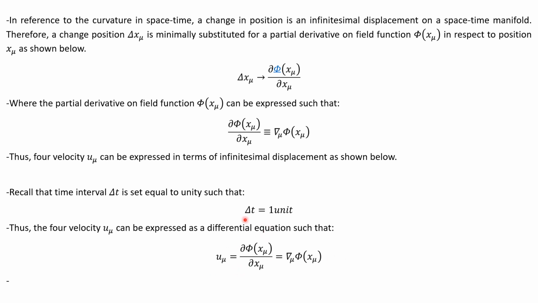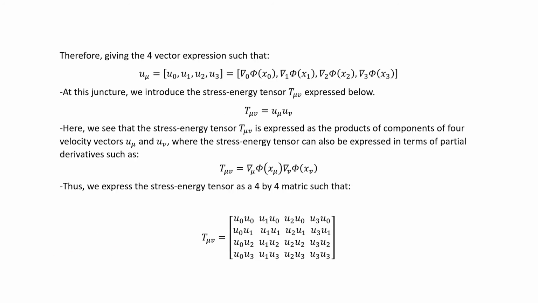The 4-velocity is expressed as the derivative, and since delta t equals 1, this gives an equivalent expression, or 1 unit of time, whatever unit that may be, usually seconds. Therefore, this gives the 4-vector expression as we see here. So we have the 4-vector and its components in terms of differentials.